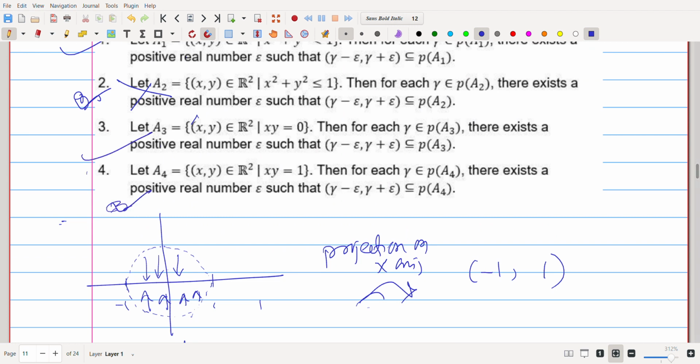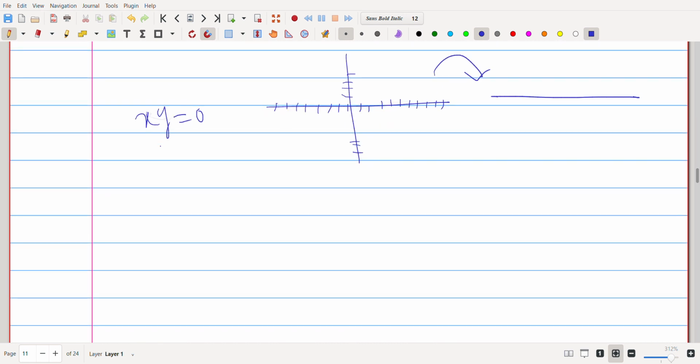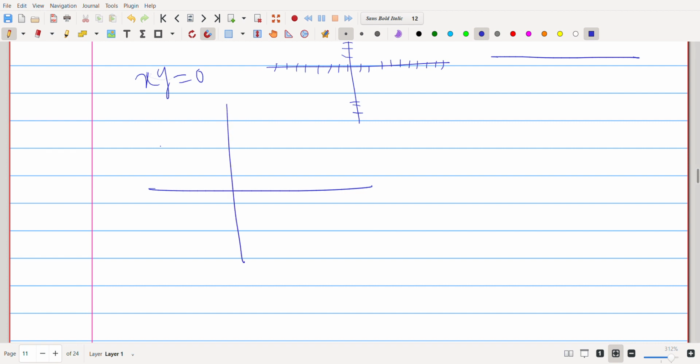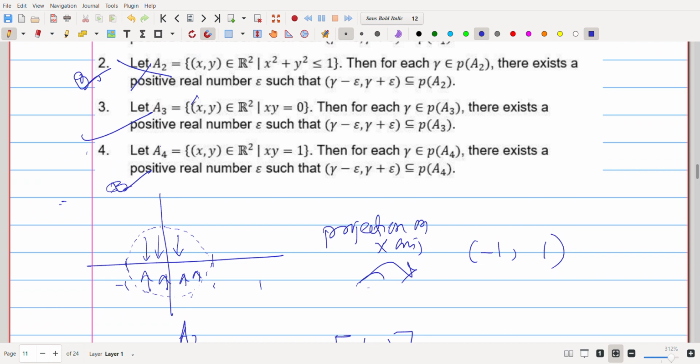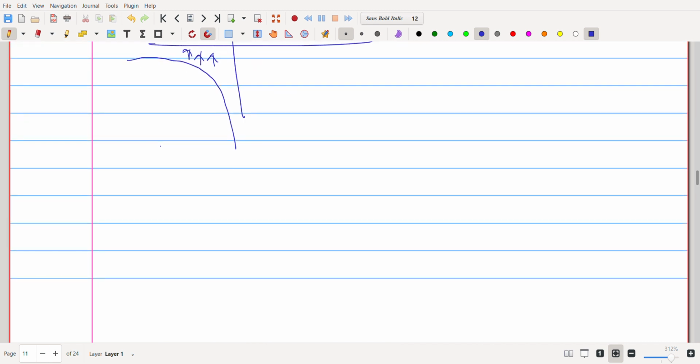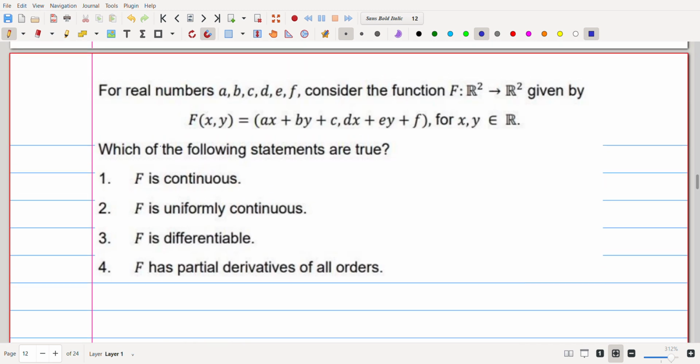And A4 equal to xy equal to 1, right? So that means it looks like, if I draw the picture, something like this, right? So if I project it, we will have R minus 0, which is also an open set. 0 is not there, but it is R minus 0, which is also an open set. Hence this is also true. Hence except the second one, 1, 3 and 4 are the correct answers.